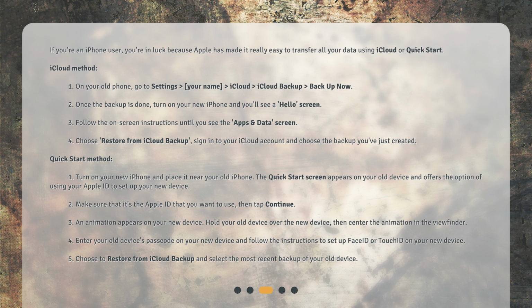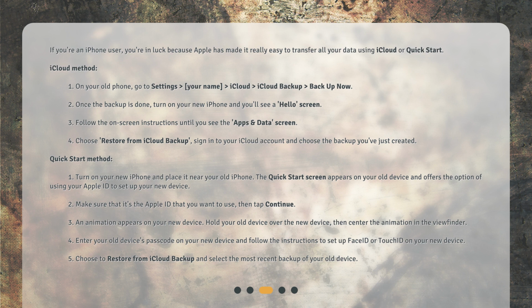iCloud method. 1. On your old phone, go to Settings, then your name, then iCloud Backup Now. 2. Once the backup is done, turn on your new iPhone and you'll see a Hello screen. 3. Follow the on-screen instructions until you see the Apps and Data screen. 4. Choose Restore from iCloud Backup. Sign in to your iCloud account and choose the backup you've just created.